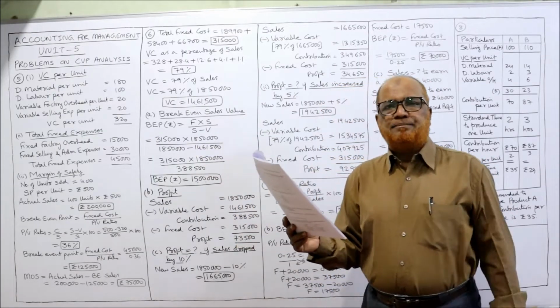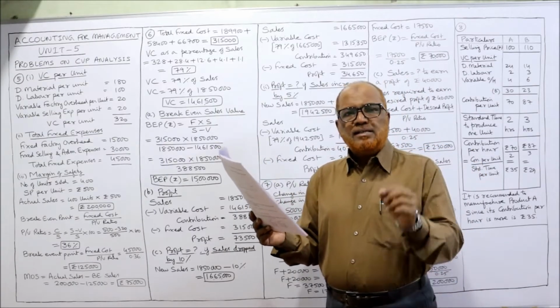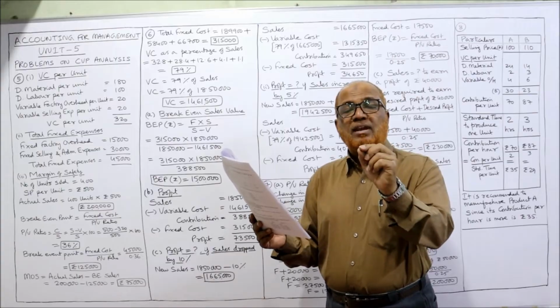There is a printing mistake there. 66,780 is given there. That is a mistake. So make it 700.